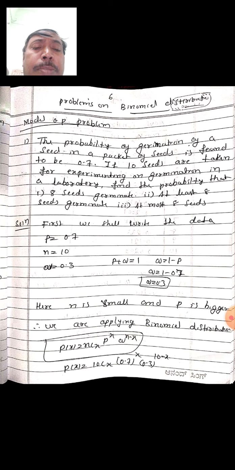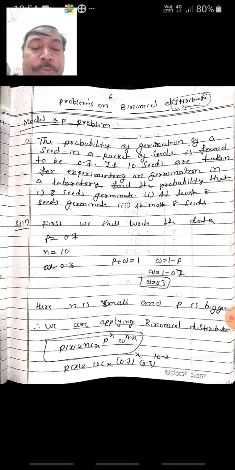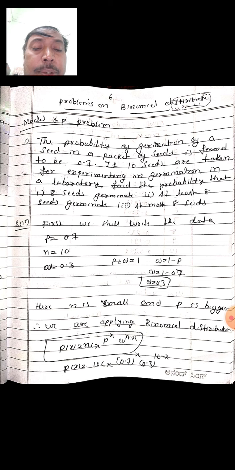Here see, n is smaller. n is 10, but p is bigger, because commonly 0.1 to 1 is a bigger value, and if 0.001 comes, then you can say it is a smaller value. Okay, once you know it is binomial, you write the function p of x equal to nCx p power x into q power n minus x. Then replace n is 10, p is 0.7, q is 0.3. First you get the function ready here.